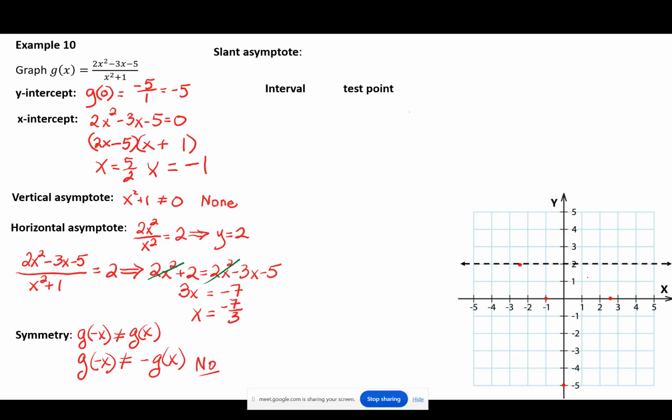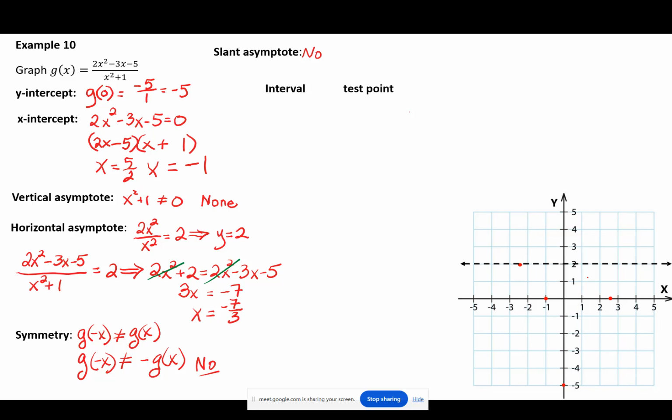And then look for the slant asymptote only if the degree of the numerator is 1 more than the degree of the denominator, and it's not, so there is no slant asymptote. And now we need to look at our intervals.